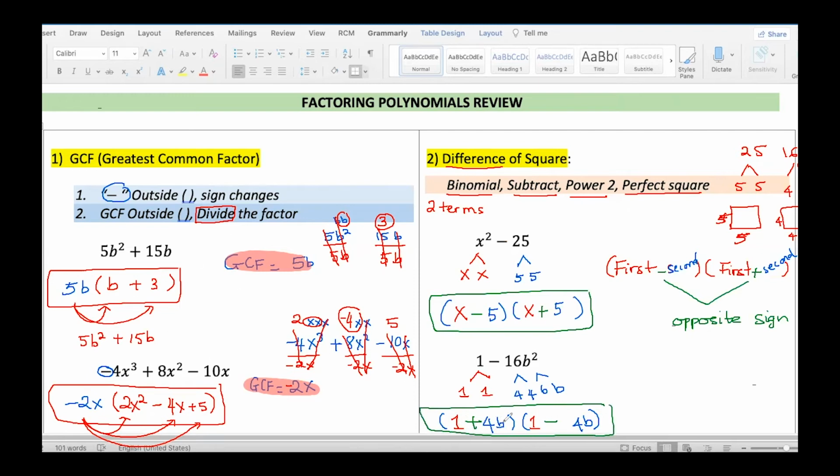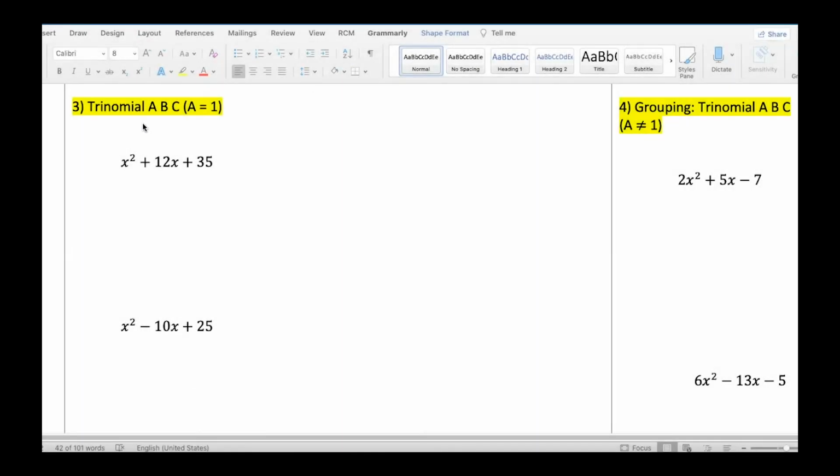1 times 1 is 1. Positive 4 times negative 4 is negative 16, b squared. And we are done with this method. So the next method we are going to learn is the trinomial a, b, c. It comes from this formula, ax squared plus bx plus c. So let's take a quick look at this example.